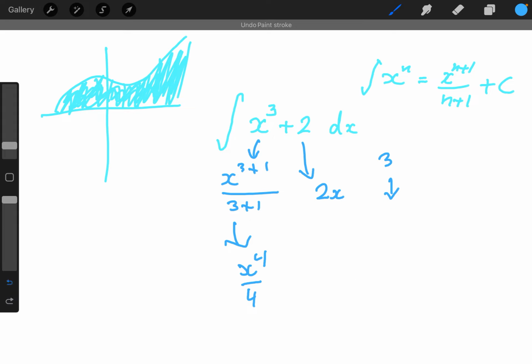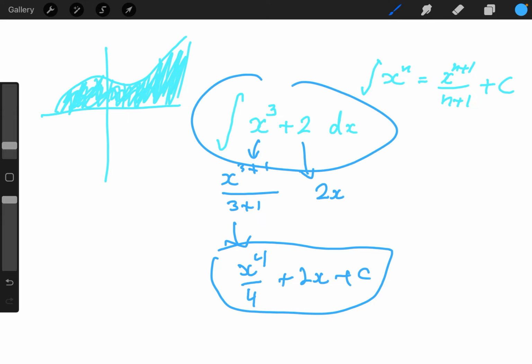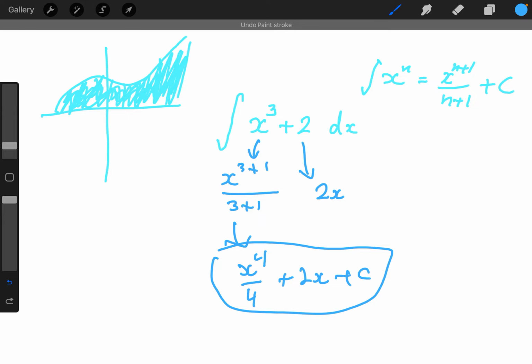Right, we get that down. That's like the easy stuff, right? So x to the 4 over 4 plus 2x is what it is. Plus c. That's the integral for this function here.